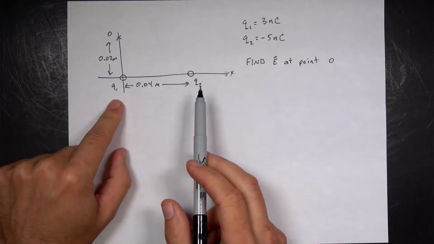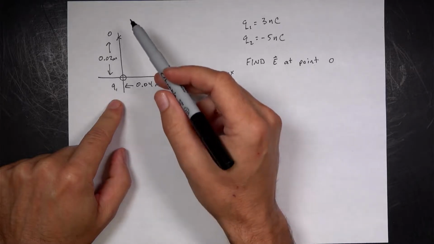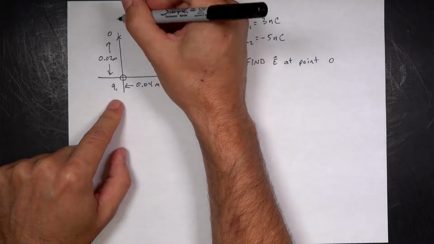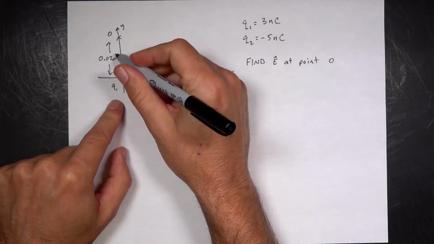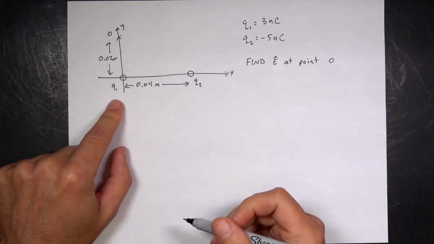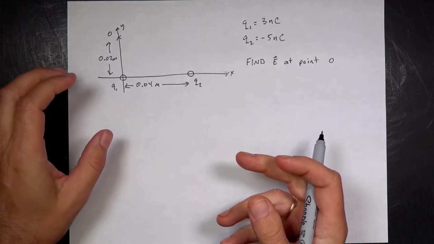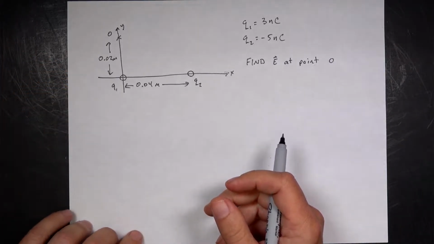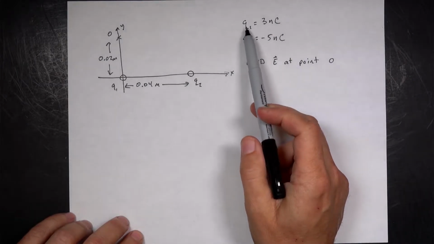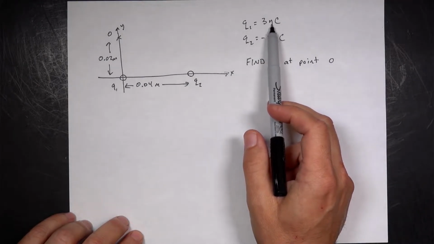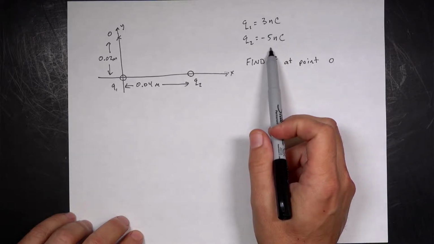What we want to do is find the electric field at this point over here on the y-axis, 0.02 meters that way. I just picked a problem to practice these kinds of things, so let's get started. Oh, and I do have this: Q1 is 3 nanocoulombs, Q2 is negative 5 nanocoulombs.